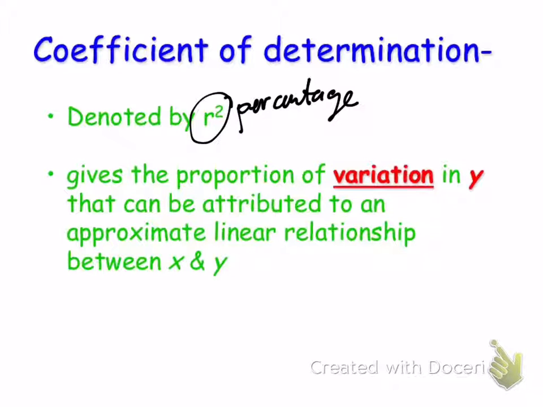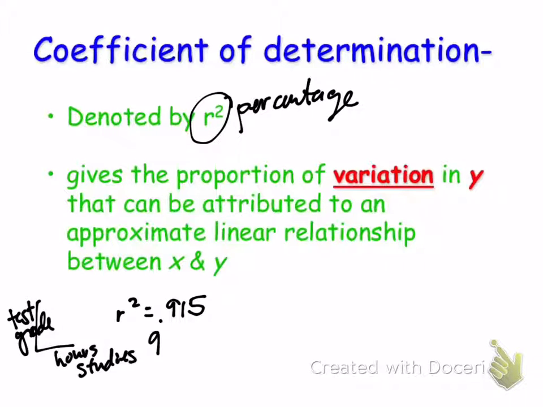So let's say that I calculate data, and my x-axis is hours studied, and my y-axis is test grade. And Courtney, you did that. Do you remember what your R-squared value was? 91.5. Let me look at it. I'm looking at it right now. Yeah, 0.915. So Courtney got 0.915, so that would be 91.5%.